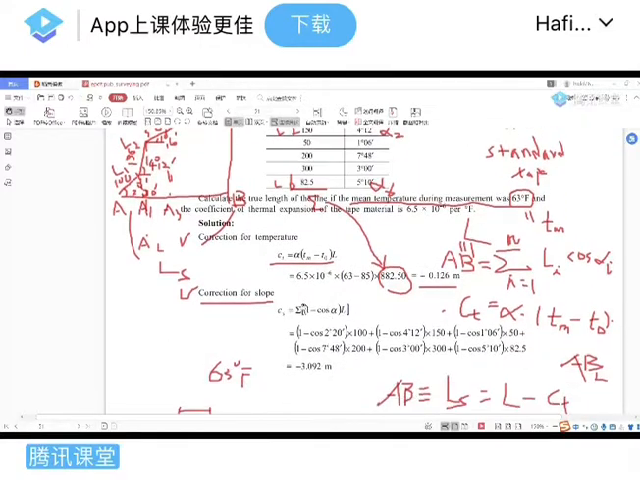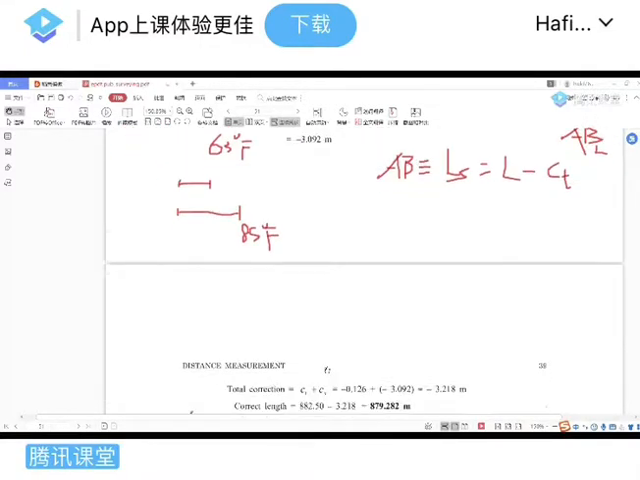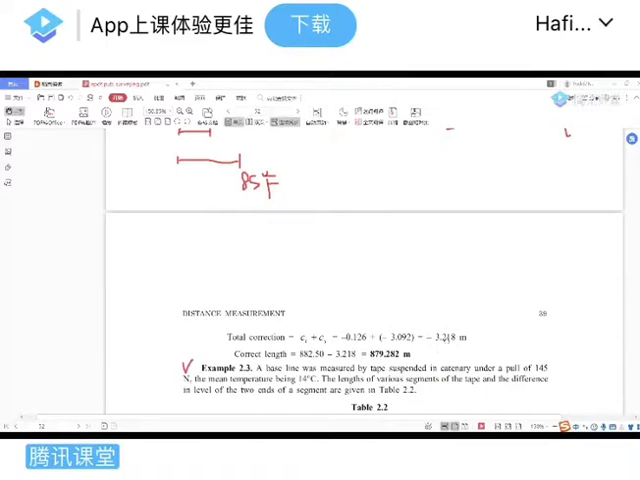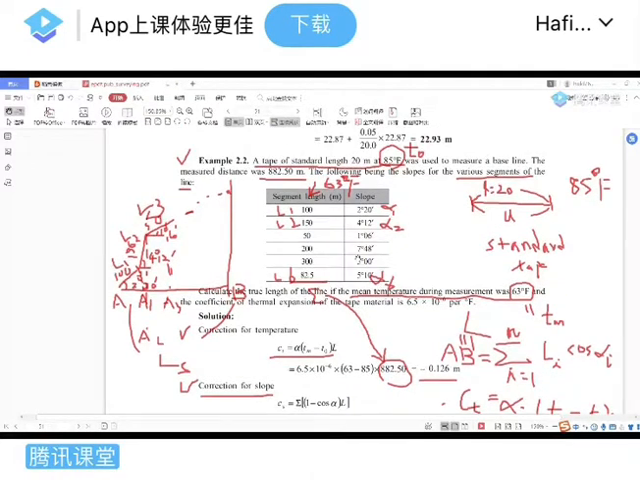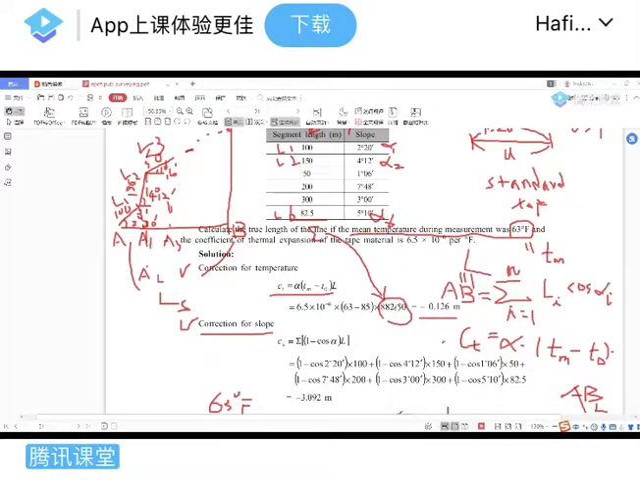You can check my approach is the same. The result will be the same. I just check my result will be the same like his, like this one. You get this one, 879.282. So by your tab, use tab, it is this one, 882.2.